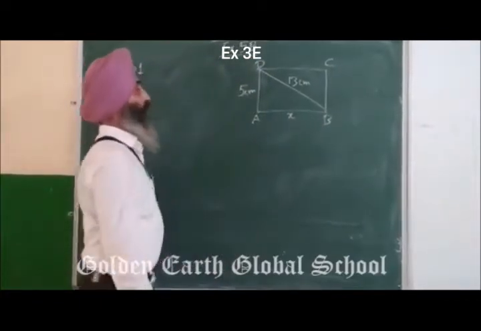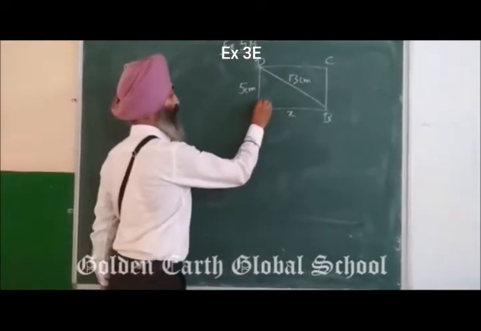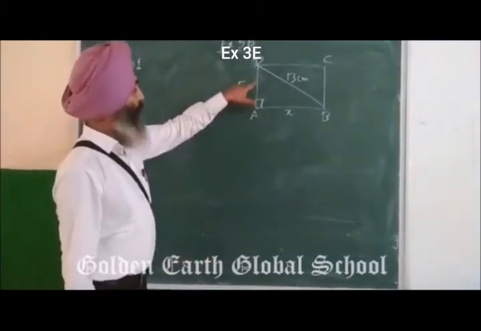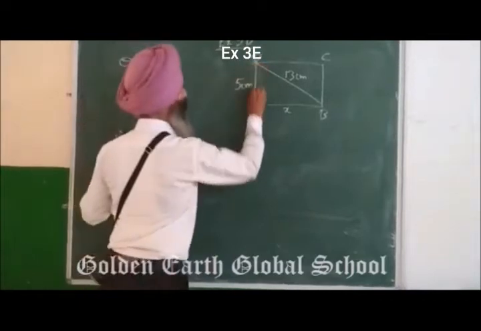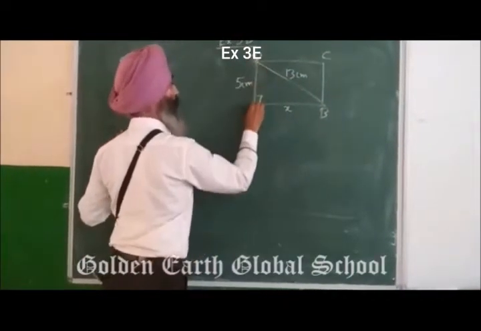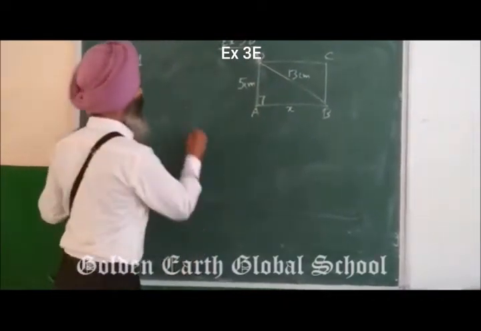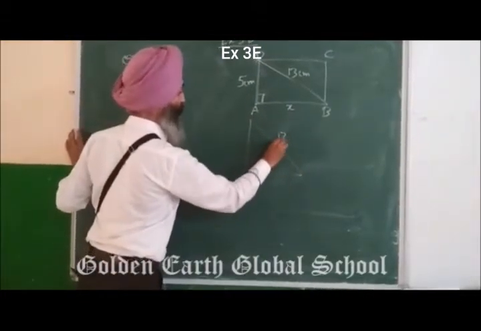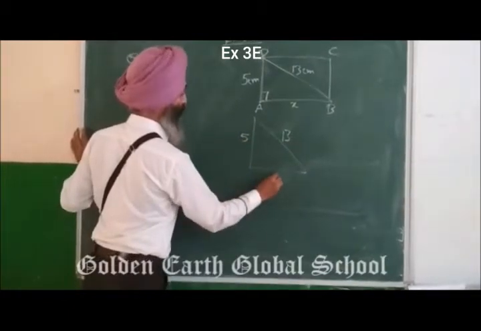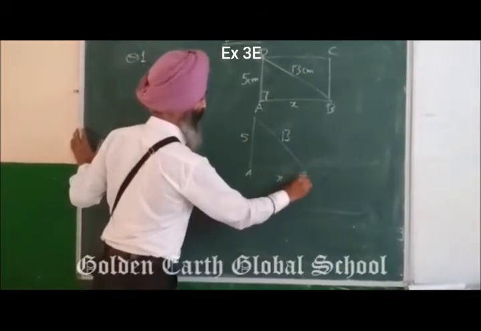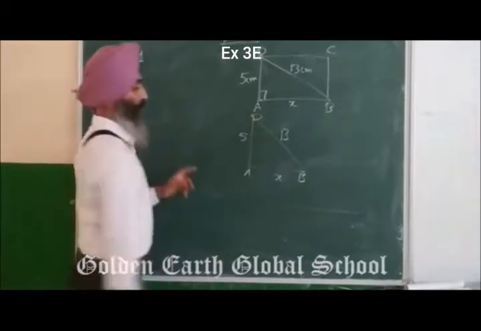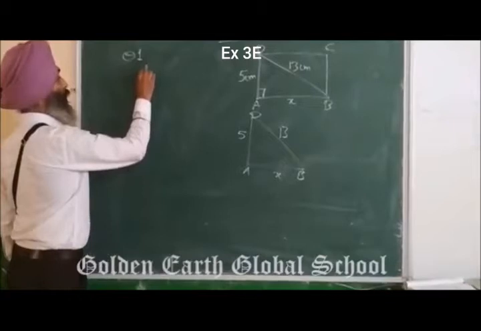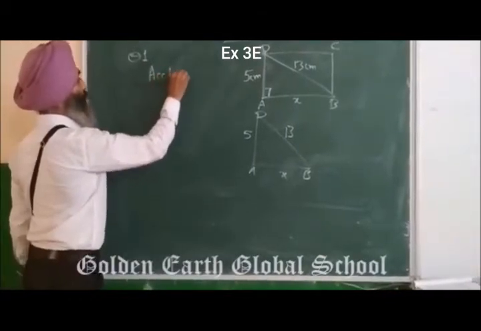Now how to find it? As you know, in the rectangle this is a right angle, and in the triangle we can apply the Pythagoras theorem. Let us draw it separately: this is called the hypotenuse, this is called the perpendicular, and the base we have to find. So how to find the base? By the Pythagoras formula.